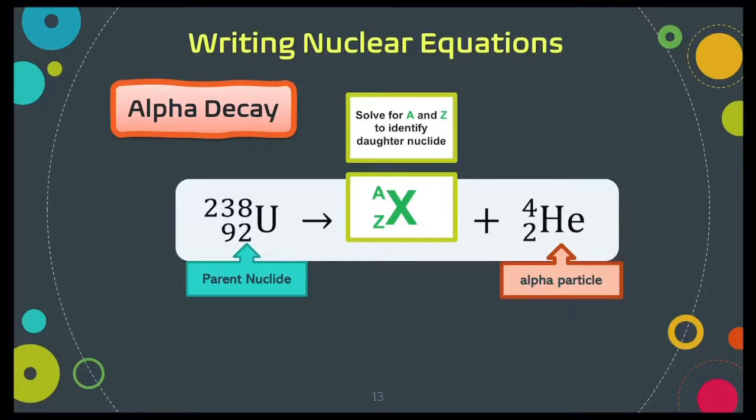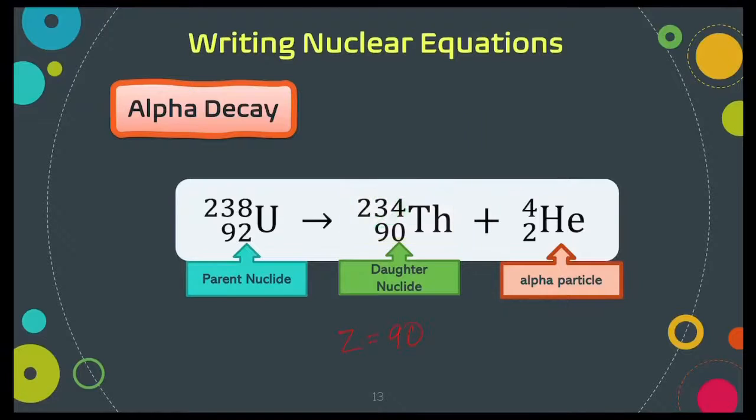So I showed you how to solve for A and Z, and remember Z was 90. So we would use 90 as the number we would look up on the periodic table, the atomic number, and note that 90 is thorium. So the daughter nuclide, which is X, the more stable product after the alpha particle is emitted, then is thorium-234.